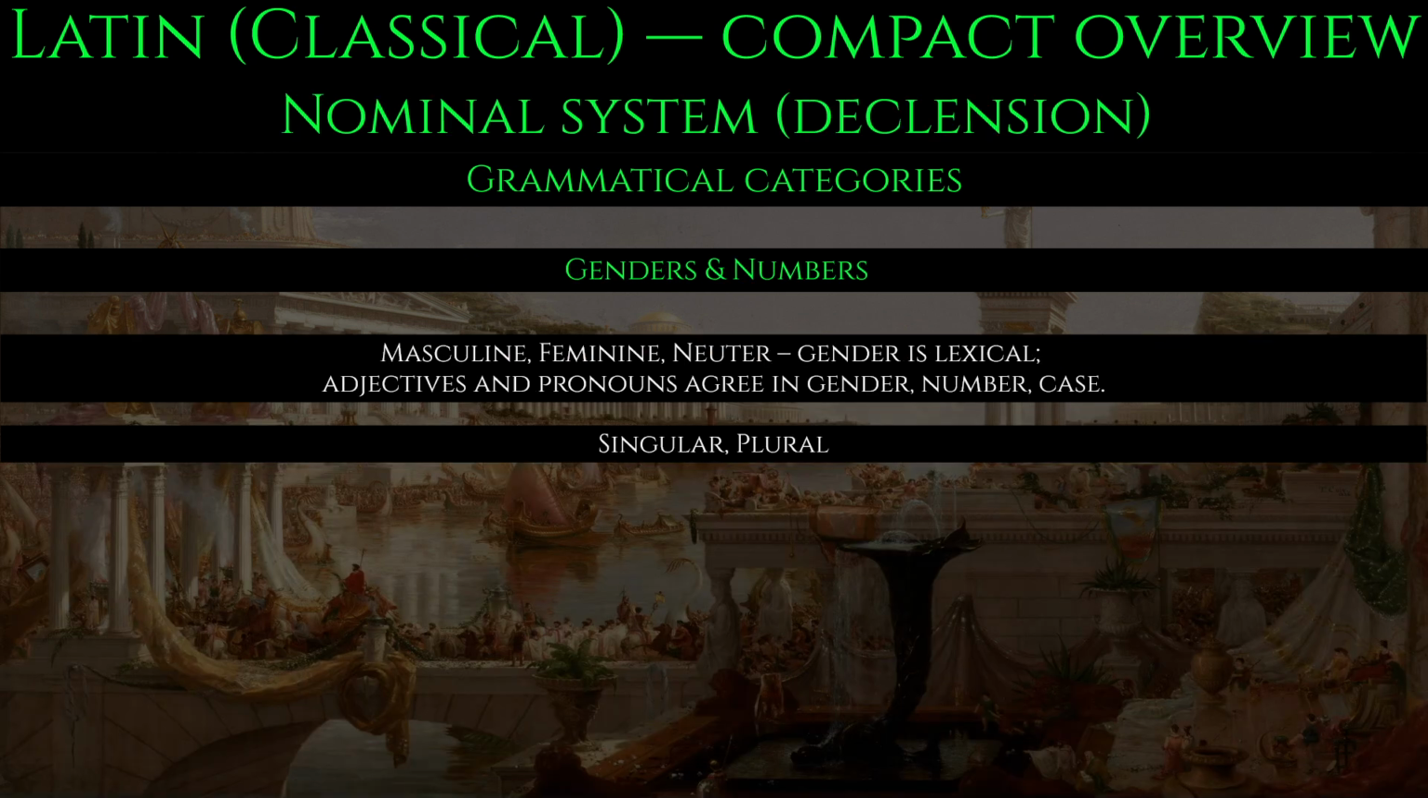Now on to the nominal system, declension. Again, the gender: we have masculine, feminine and neuter. Gender is lexical. Adjectives and pronouns agree in gender, number and case. As for the numbers, again, only singular and plural, no dual.